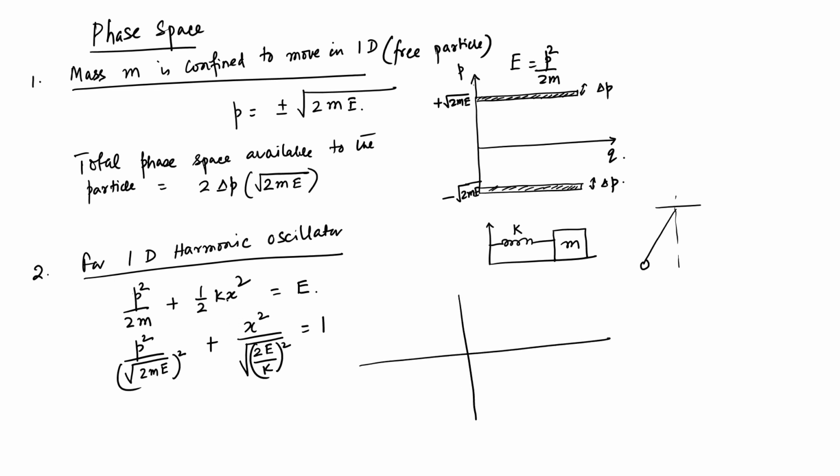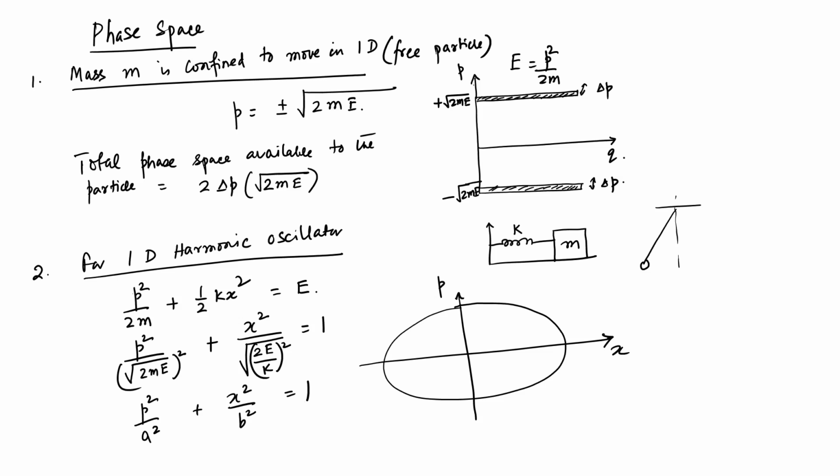Remember that we are writing x back to the original notation for the configuration coordinates. One could write it as q as well, just loosely writing it as half k x square. So, this is the p axis and this is the x axis or q axis. It will be an ellipse which has a semi major axis of root over 2mE. So, this is like p square by a square plus x square by b square, equal to 1.